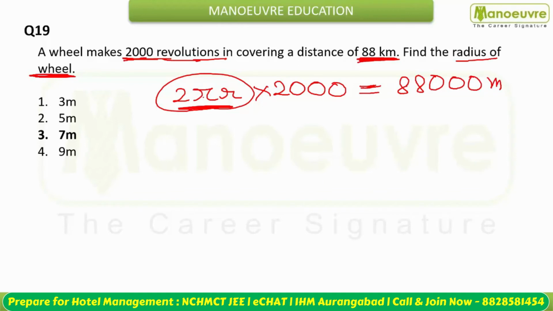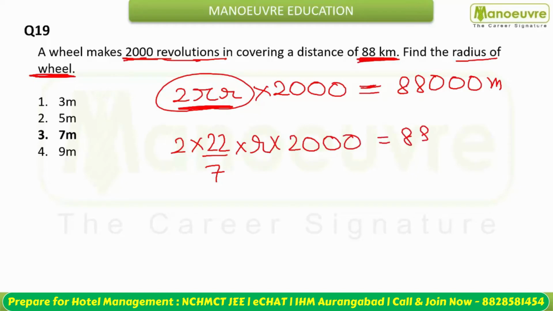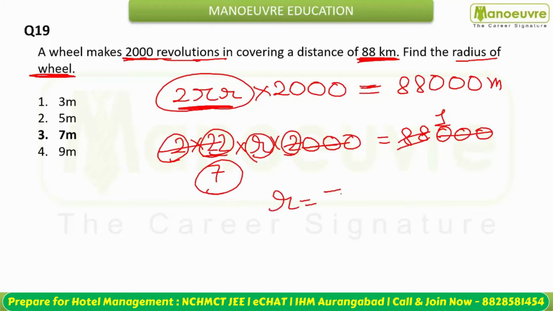Okay, so from here you can put the value of pi and you can equate the equation. So this will be 2 into 22 by 7 into r into 2000, equals 88,000. So you can cancel the 1000 with the 1000. 22 into 2 is 44, into 2 is 88. That means I can directly cancel, this will become 1, that is r is equal to nothing but 7 meter.